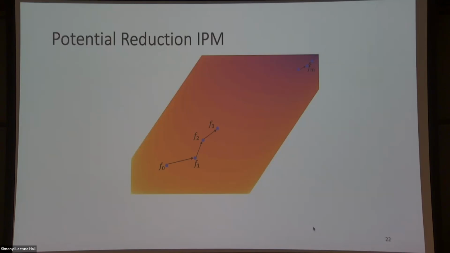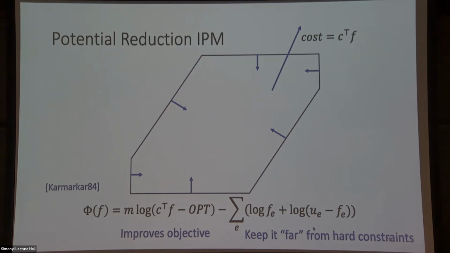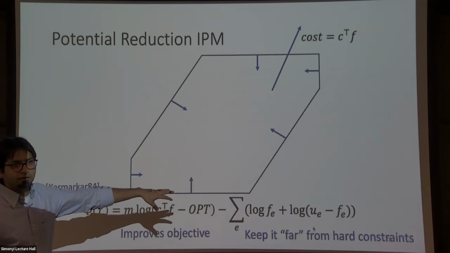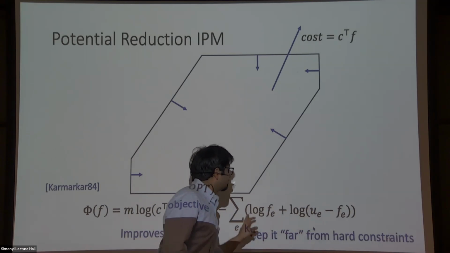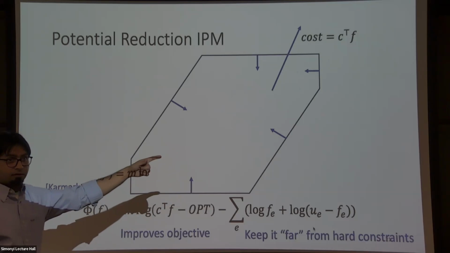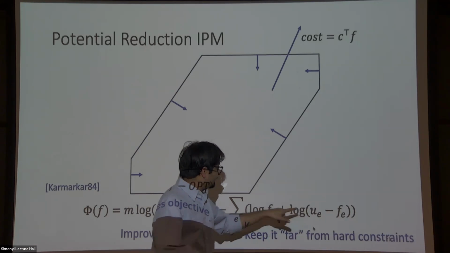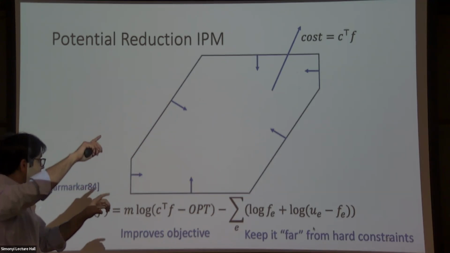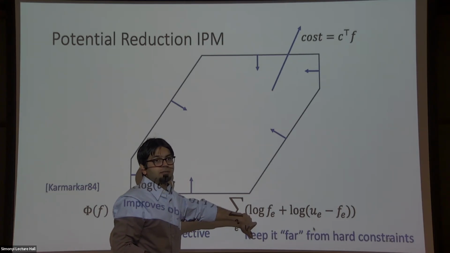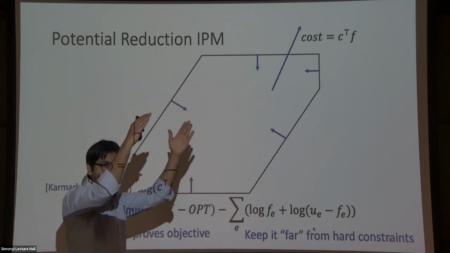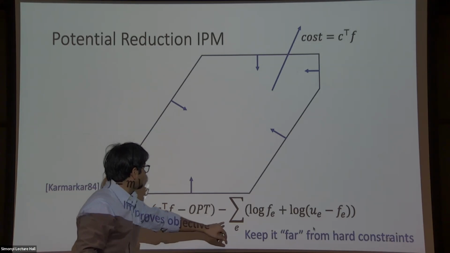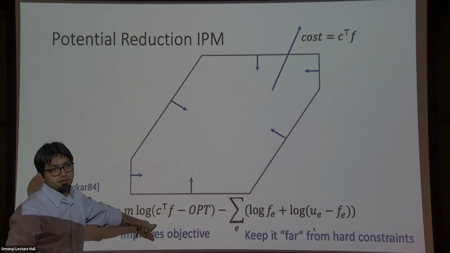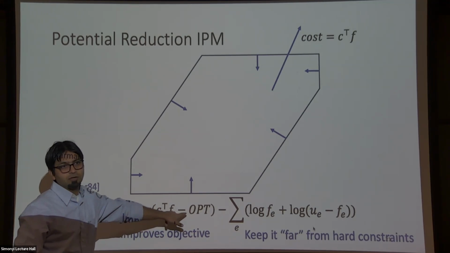Let me just give you the proof. So here's your objective function. Let's say this objective function is really large and negative. The key observation is that this contribution, log f_e, cannot give you something that's very large and negative. It's bounded below, since it's a convex function. Then if the entire sum is really large and negative, most of the contribution is coming from here. And that tells you that C transpose F is close to the optimum.